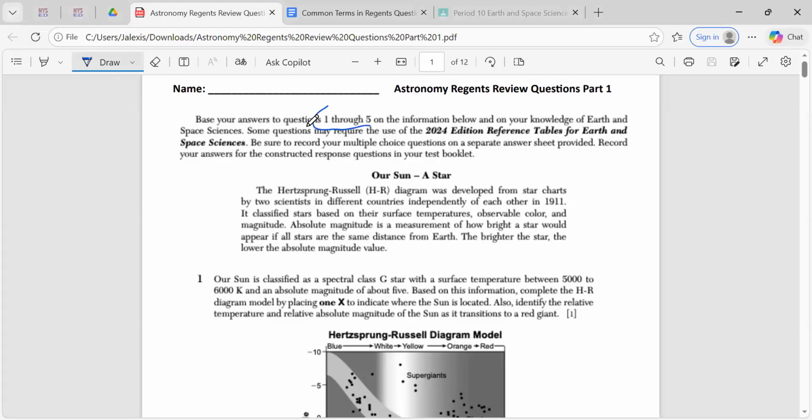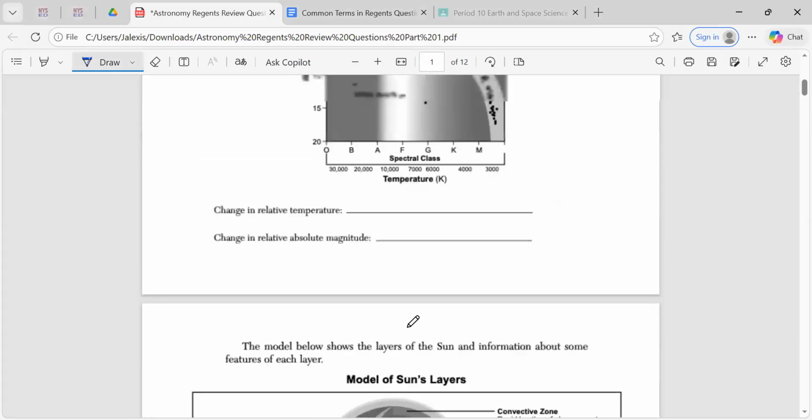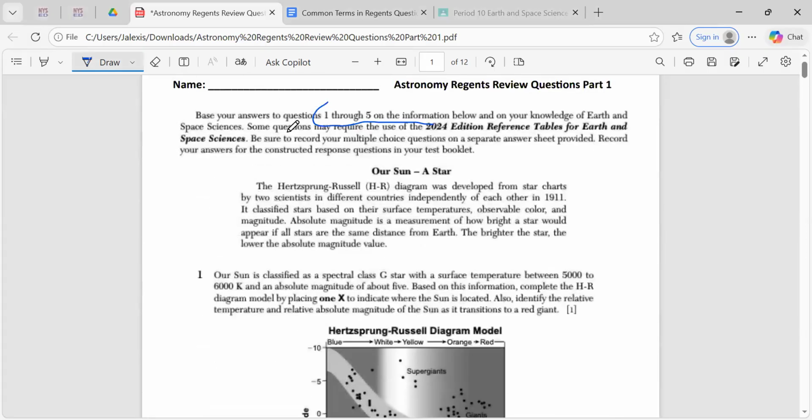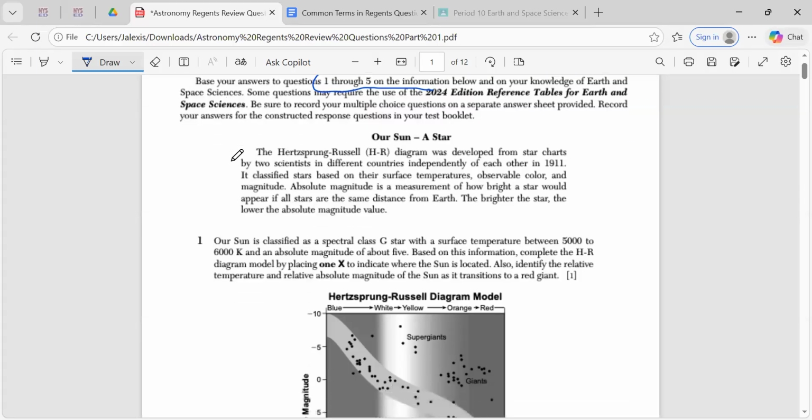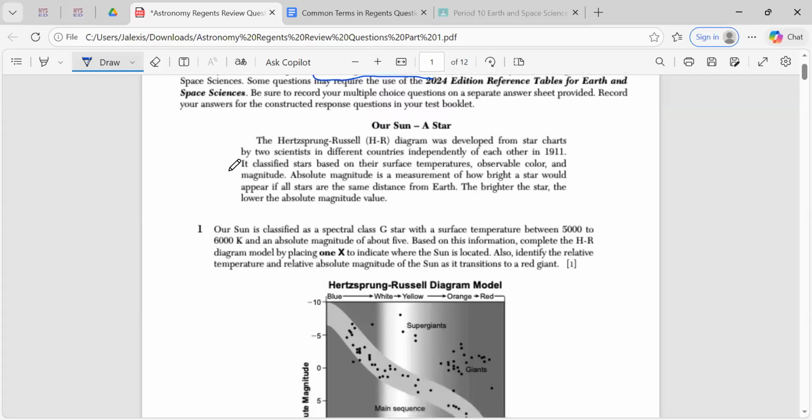All right. So for questions 1 through 5, we can use all of the diagrams, all of the readings to help assist us with the questions. Some questions may require the use of the 2024 edition Reference Tables for Earth and Space Science. So remember that because time is not on our side when we're taking the exam, I would advise people to first read the question, look for some key terms, and then refer back to the reading.